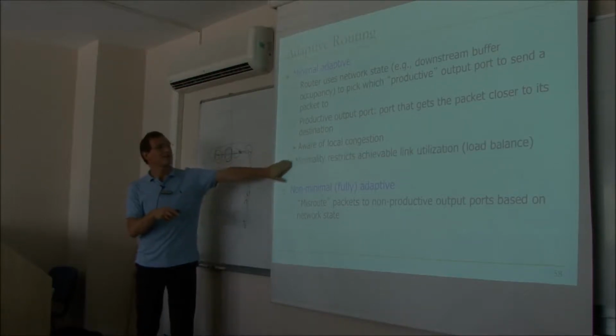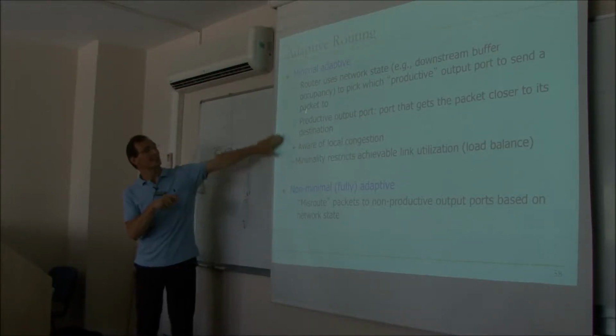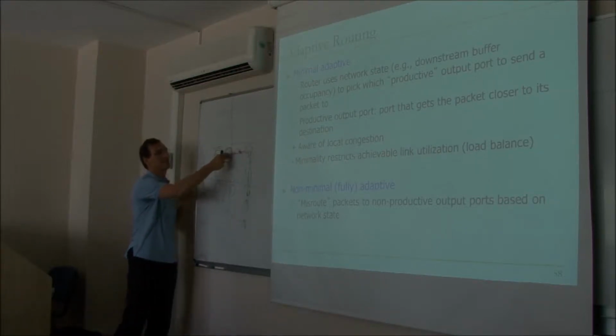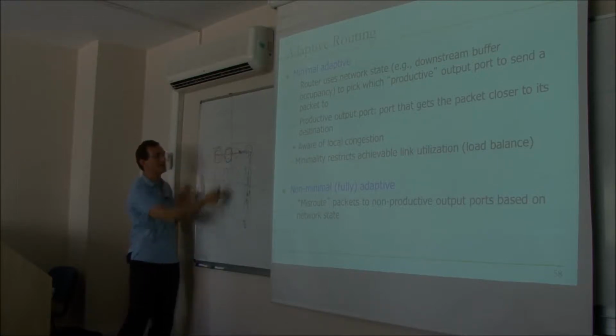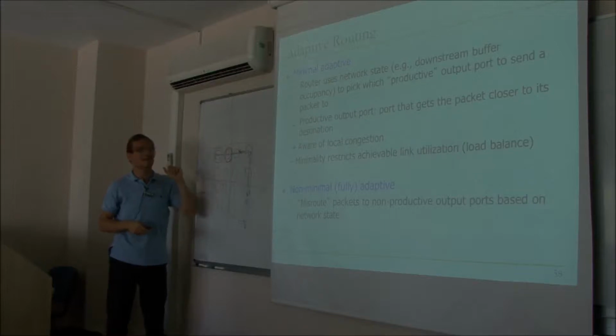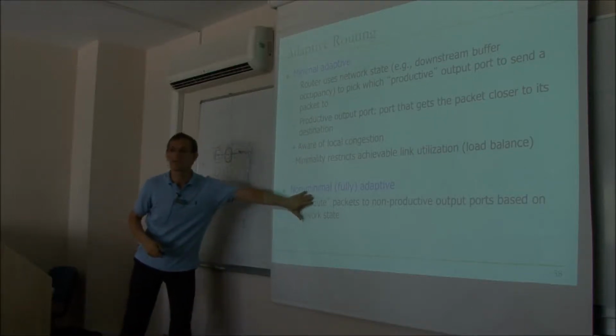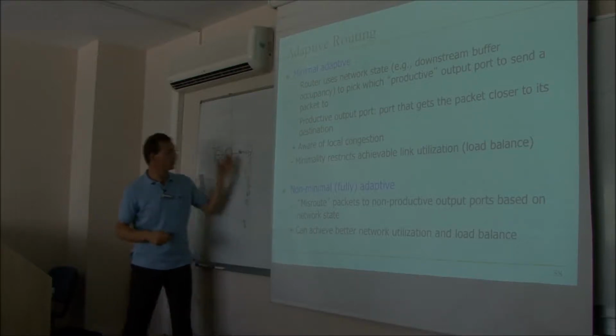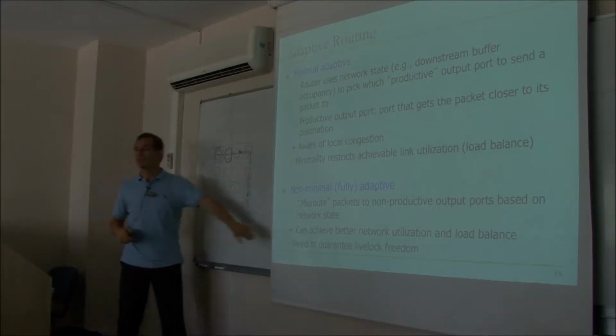Okay. So this is aware of local congestion if you have a minimal adaptive algorithm. The downside is minimality restricts achievable link utilization because you can only send to a particular link. Many of the other links are actually non-productive, right? You can only pick from the productive links. Whereas here you are more free in which links you pick from. You can achieve better network utilization, better load balance, but now you need to guarantee livelock freedom.